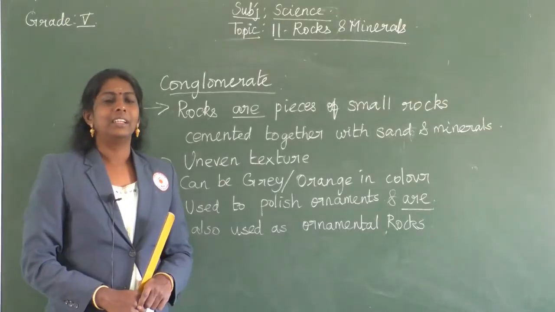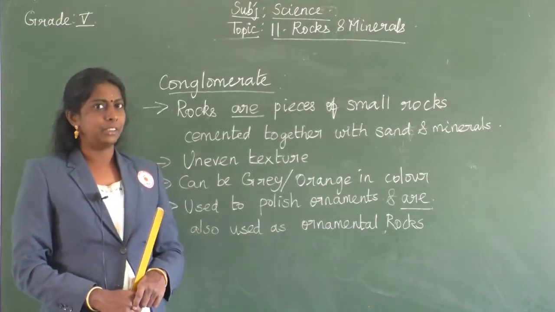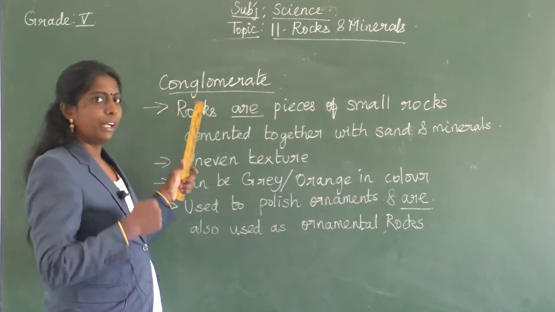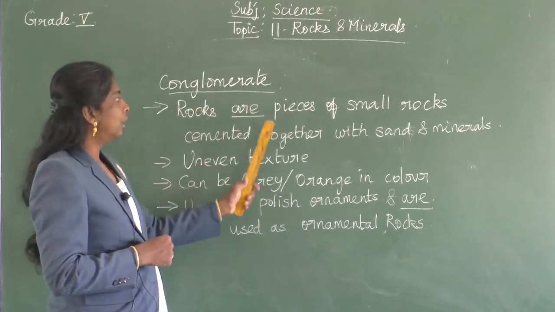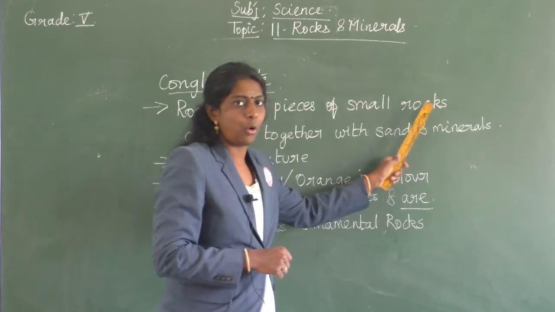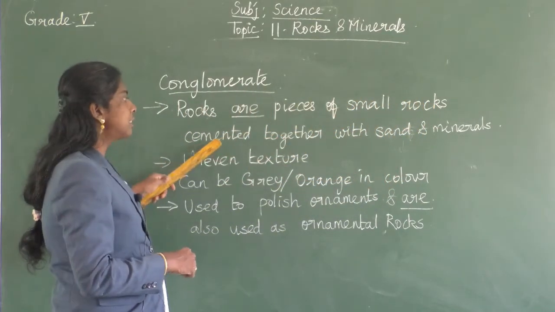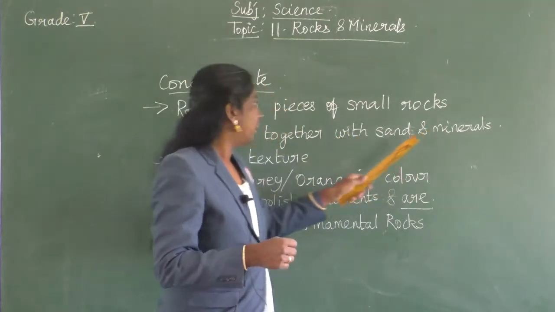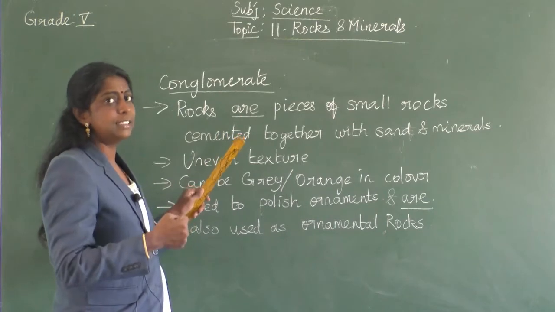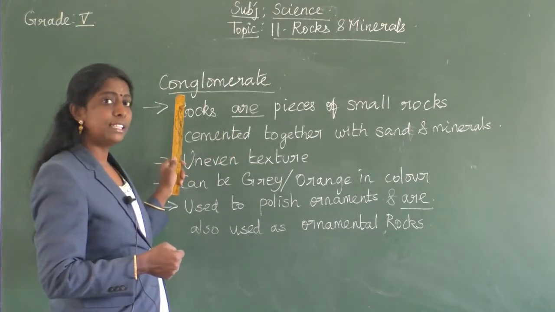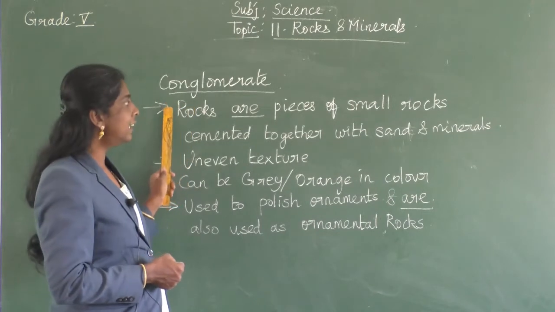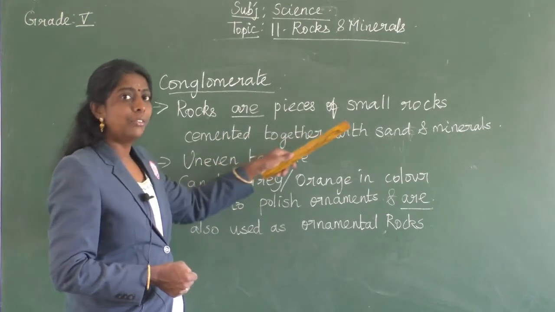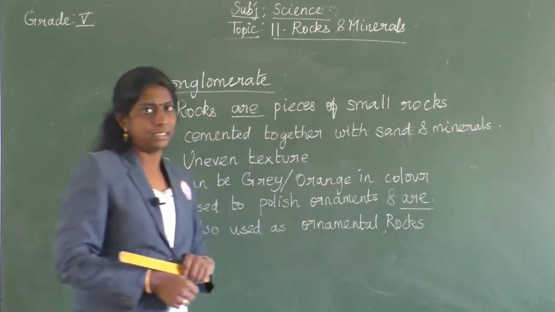Clear? Yes, children. Now about the fourth type of sedimentary rock, conglomerate. So what is conglomerate? It is made of pieces of small rocks cemented together with sand and minerals.